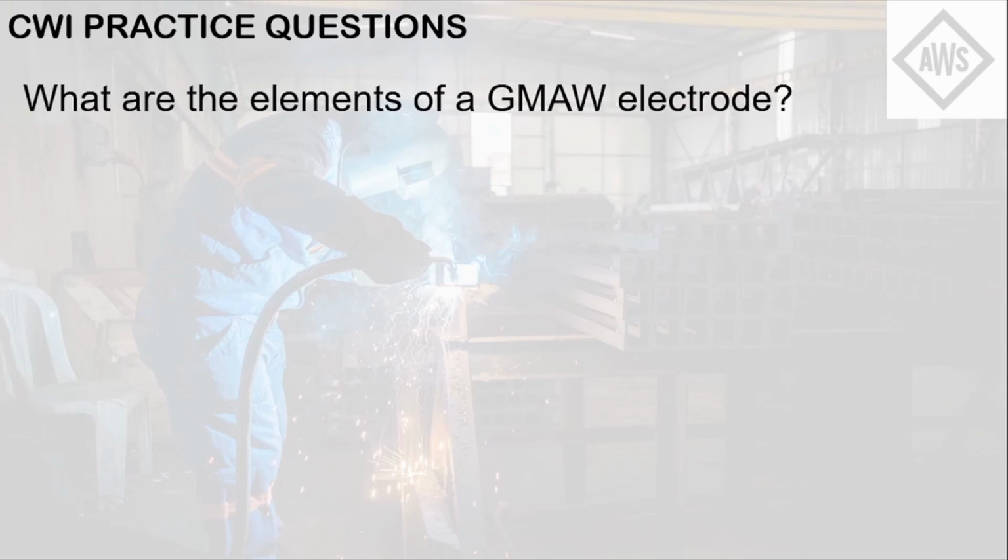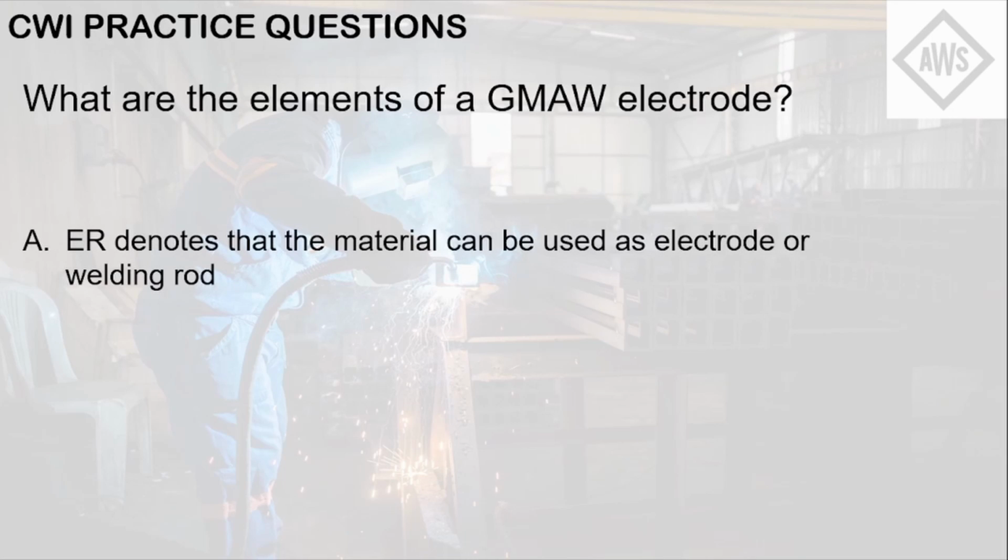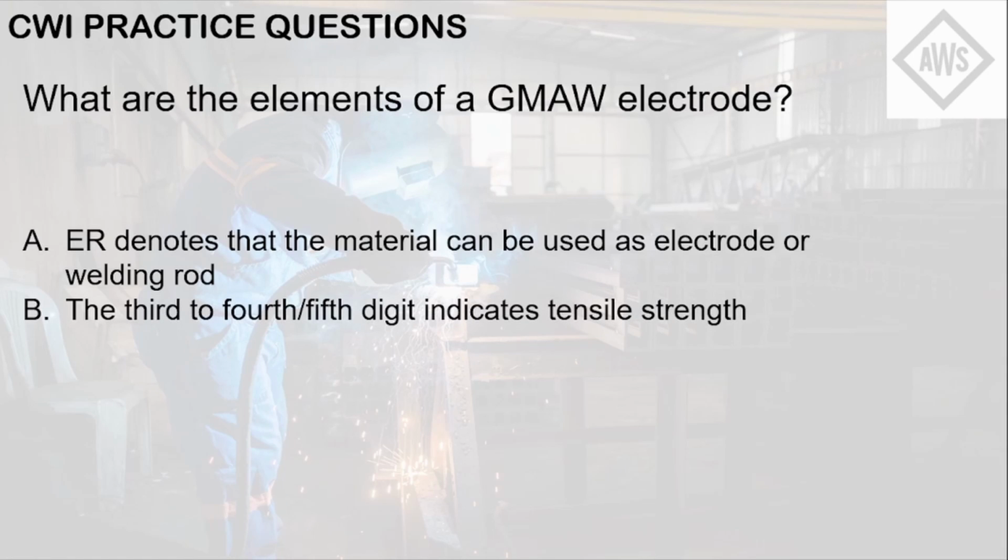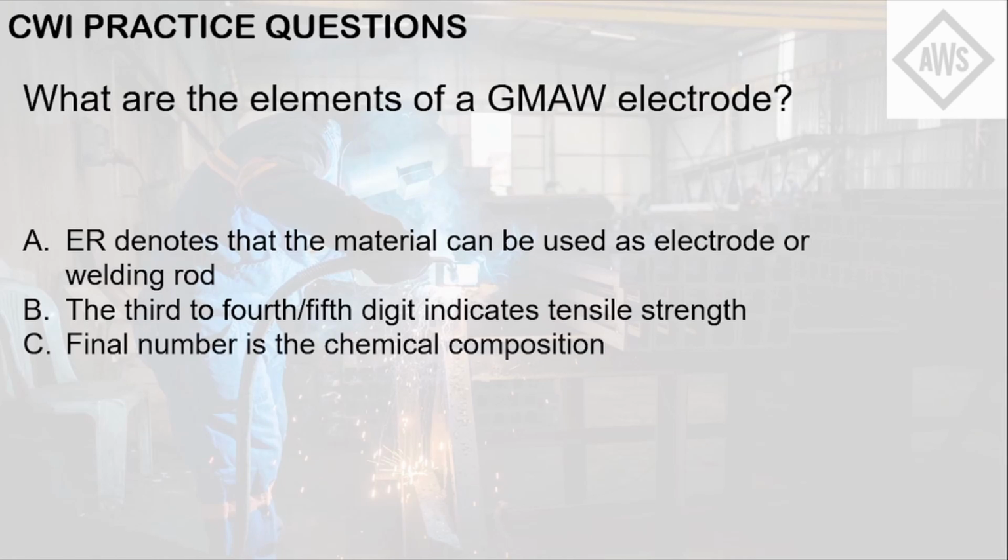Last question. What are the elements of a GMAW electrode? Letter A, ER denotes that the material can be used as electrode or welding rod. Letter B, the third to fourth or fifth digit indicates tensile strength. Letter C, final number is the chemical composition. Letter D, all of the above.